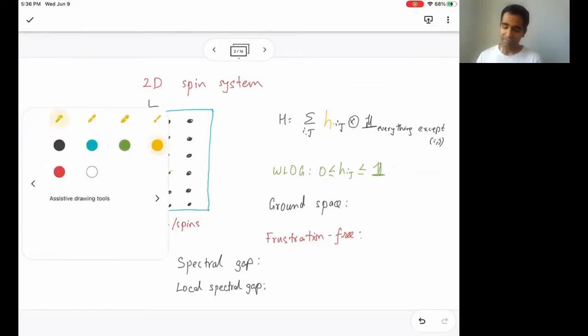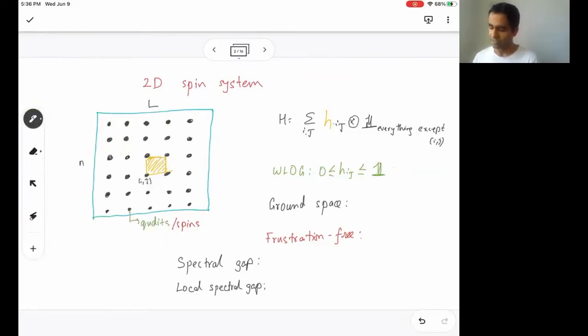A quantity of very popular interest is the ground space, which I could call Pi ground. This ground space is the eigenspace with the smallest eigenvalue for H. So that's the ground space, and studying the properties of the ground space, because it represents the phenomena at low temperature, is of a lot of interest in the community.